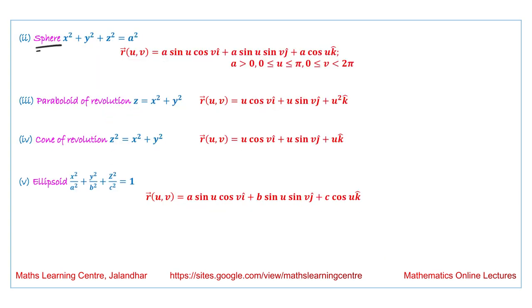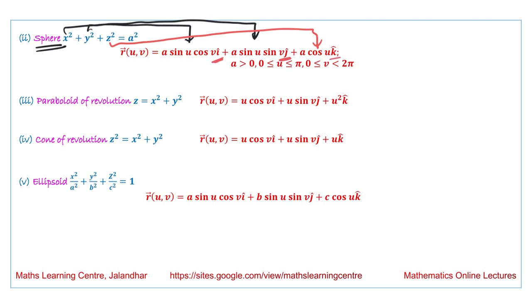Next is the sphere. For the sphere, we are using the spherical polar coordinates. We have substituted x is equal to a sin u cos v, y is equal to a sin u sin v, and z is equal to a cos u, and here we have i cap, j cap and k cap.